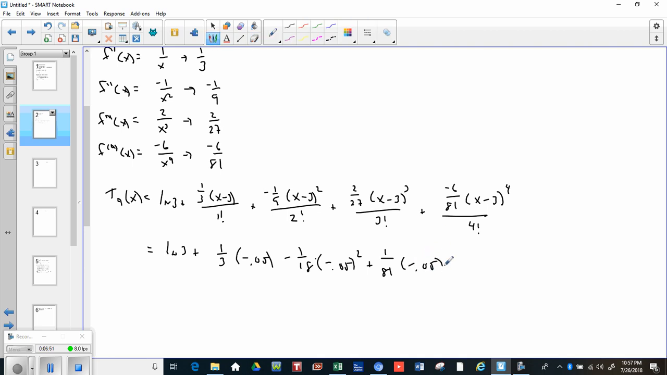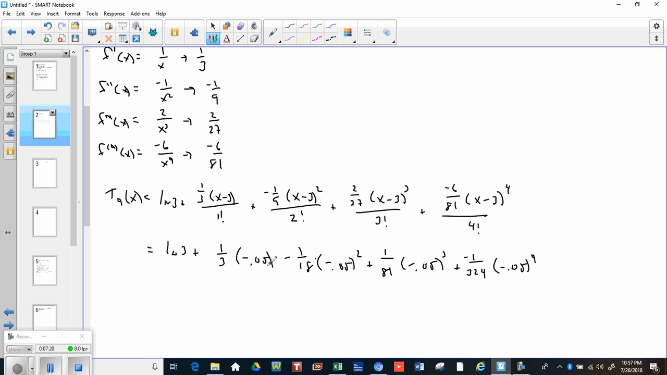Minus 0.05 cubed. And then this last one, negative 6 over 4 factorial. 4 factorial is 24, so that's going to be a fourth. A fourth times 81 on the bottom here is going to be 324. So I believe we get 1 minus 1 over 324, negative 0.05 to the fourth.